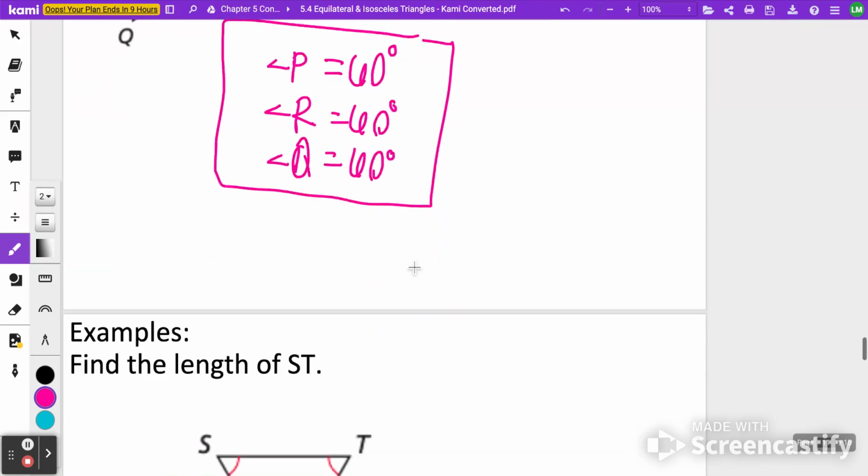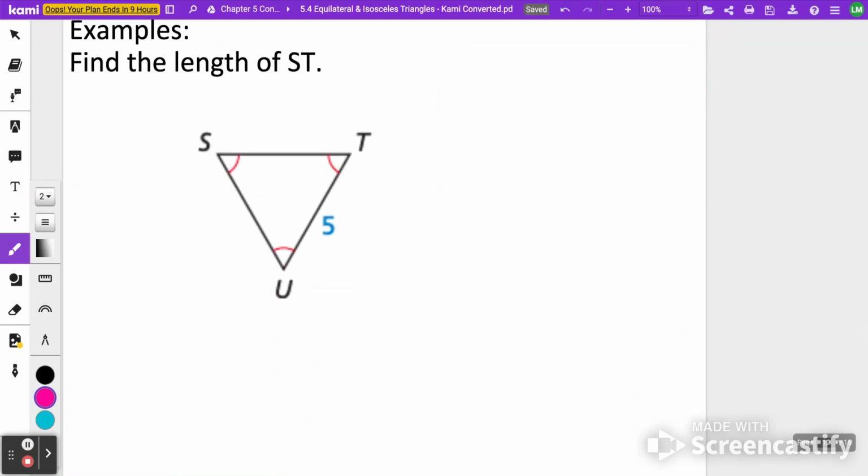The next example we have is talking about the converse of that. So when you look at equal angles, that means all of your sides will be equal. If all three of these angles are matching, that means all three of the sides should be matching. Right here, it's notated that TU is 5. So that means ST is 5, and so is SU. So ST is equal to 5.